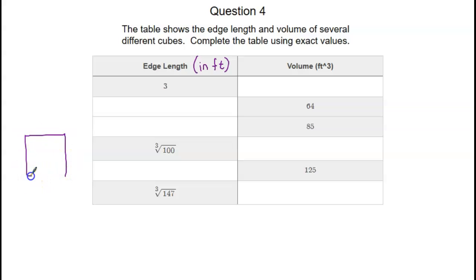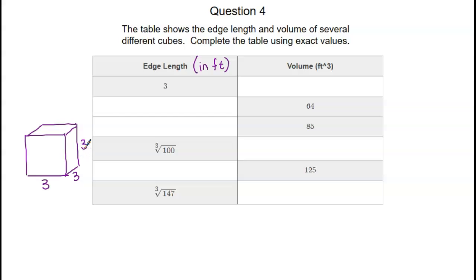remember, a cube has 3 dimensions. It has length, it has width, and it has depth. Or height, I guess we'll say. Length, width, and height. So if I want to find the volume of a cube, and remember, if it's a cube, all of these are going to be the same. So the width, the length, and the height in a cube are all the same. So if the edge length is 3, if this is 3, then that means this is 3 and this is 3.